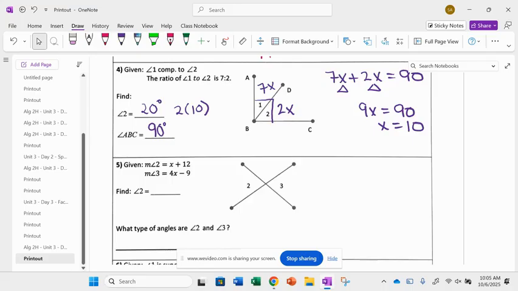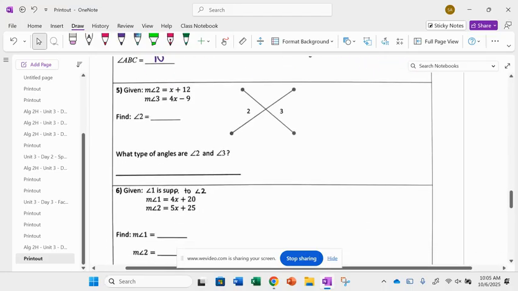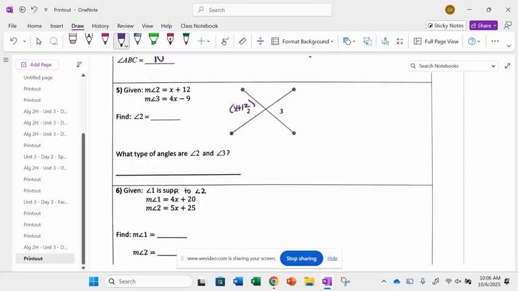All right, so number 5 is saying given angle 2 is x plus 12, so I'm going to label that. And angle 3 is 4x minus 9. What is the relationship between angle 2 and angle 3? They are vertical angles. Don't we see that perfect beak to beak? So that means they're congruent. I'm going to mark them congruent.